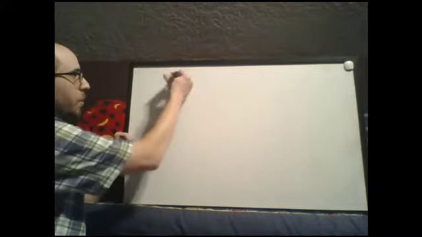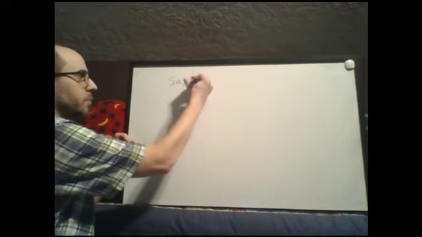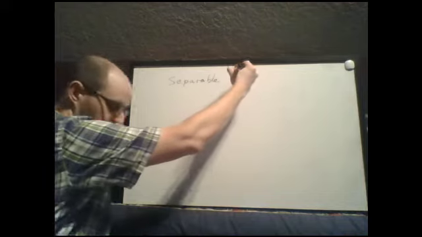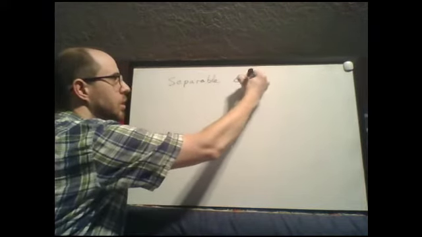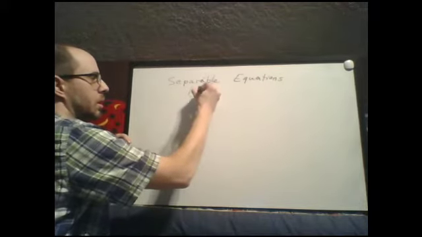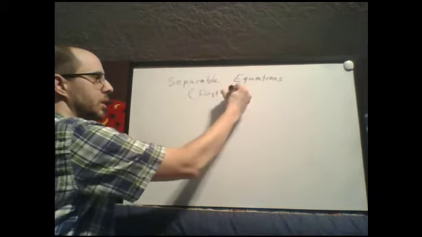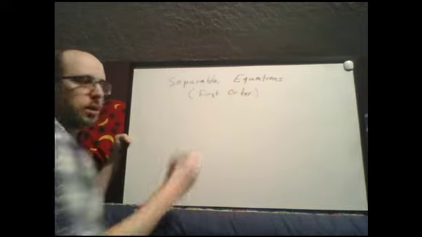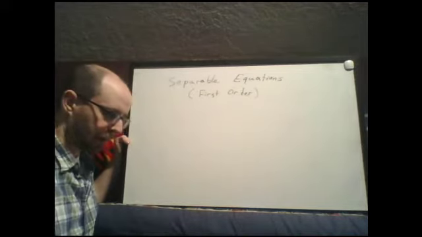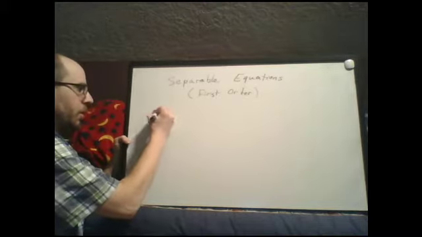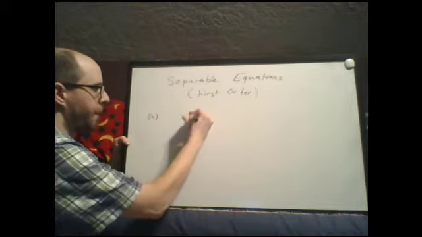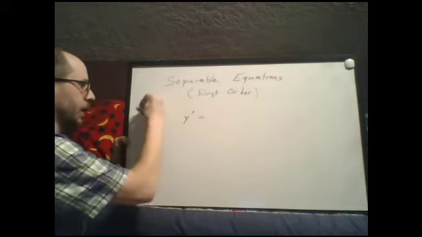Okay, so we're not going to be getting too deep in these. I'm going to be talking about just one specific type of equation. These are called separable equations. They're examples of a first order differential equation. Let me just start with an example. This is example A.